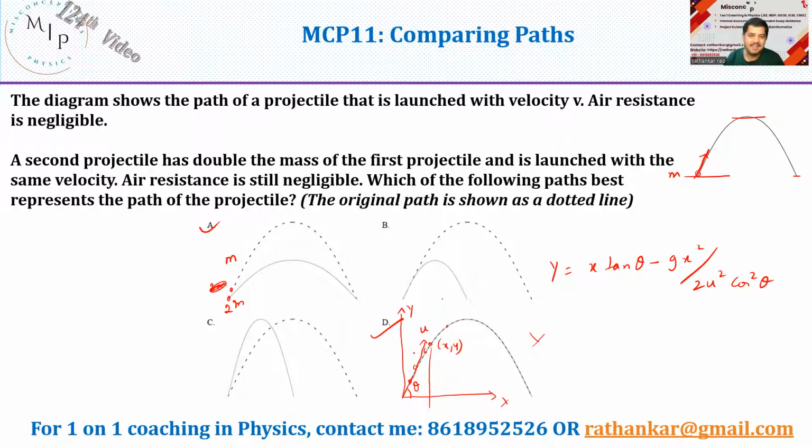So as a result of this, you cannot say that these answers are correct. These answers are completely incorrect, and the only correct option is C. That means a particle with a mass m and a particle with a mass 2m travel with the same path, as is evident, because it does not depend upon the mass.